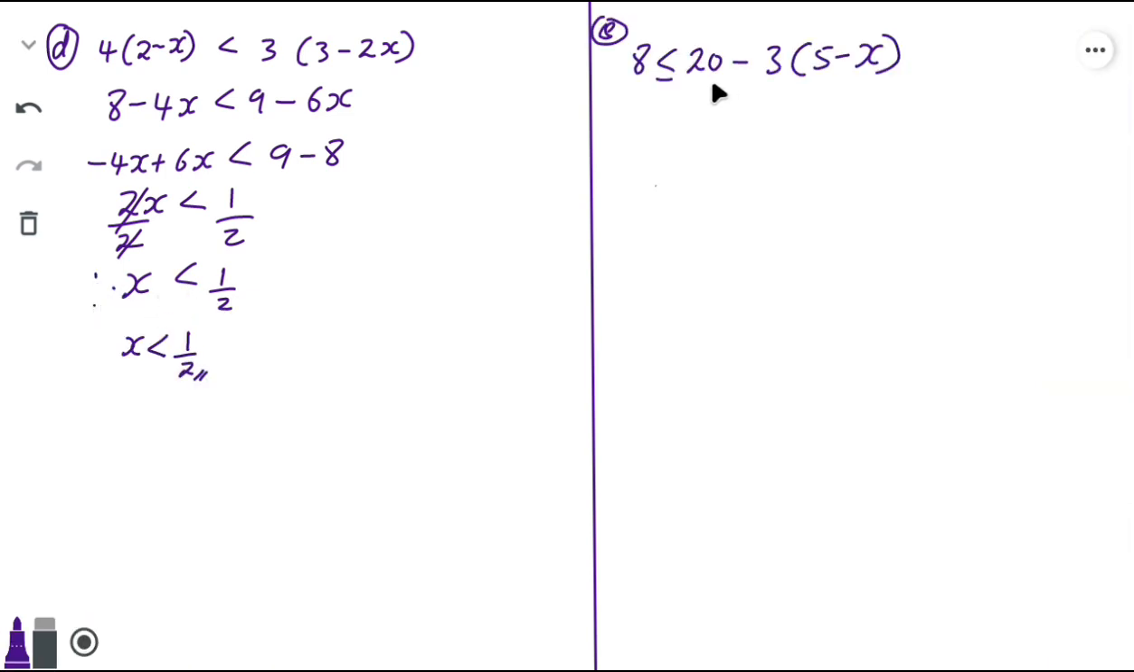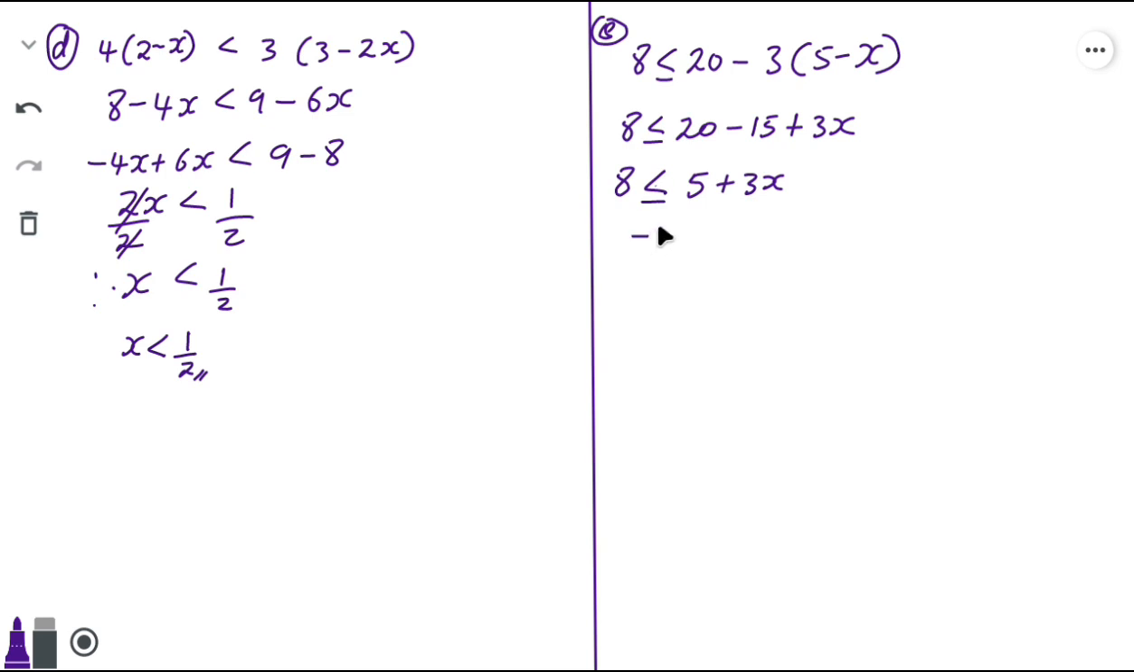So let's solve the fifth question by expanding the equation given to us here. So we have 8 less than or equal to 20 minus 3 times 5, which will give us minus 15. Minus 3 times minus x will give me plus 3x. So we have 8 less than or equal to 20 minus 15, which is going to give us 5 plus 3x. So the next thing we need to do is to collect the like terms.